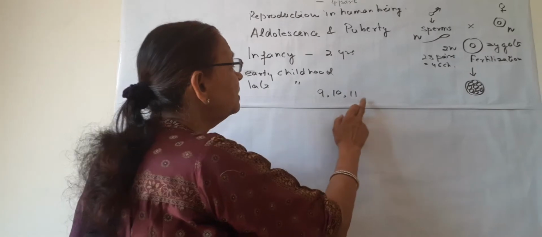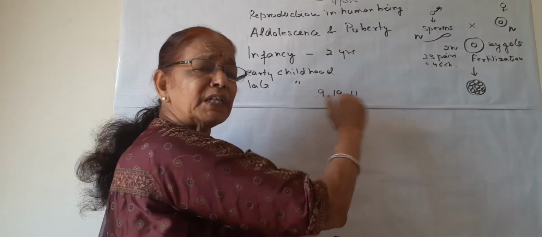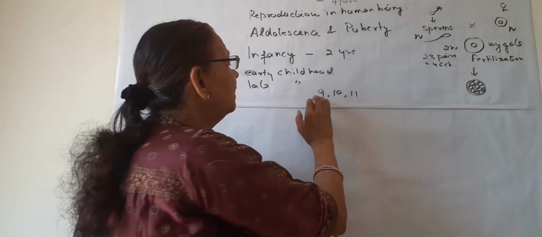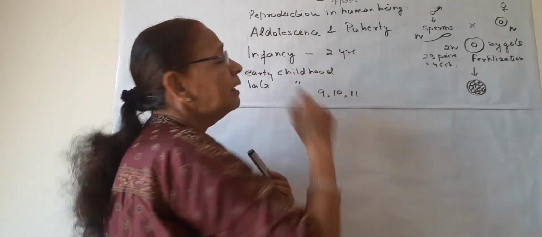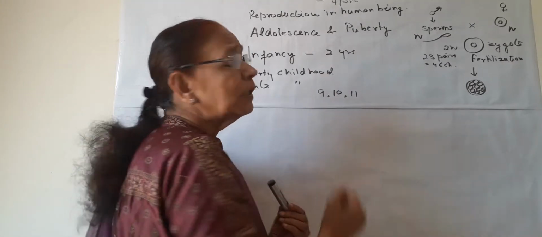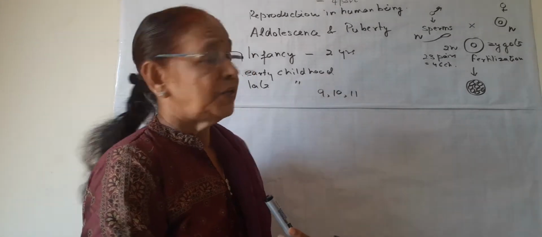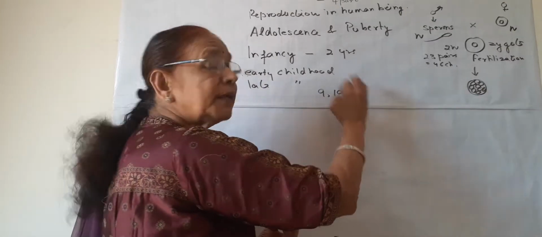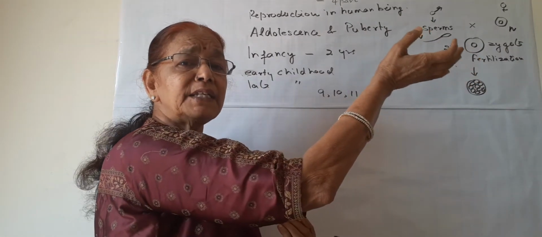So around this period, and it differs from person to person. In different boys and different girls, the age for the starting of adolescence is different. We can also call this age teenage. Before 13, it is pre-teen. From 13 to 19, it is teenage.